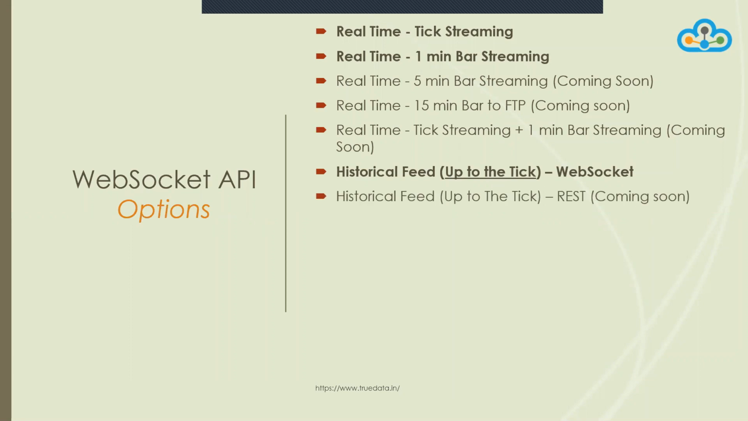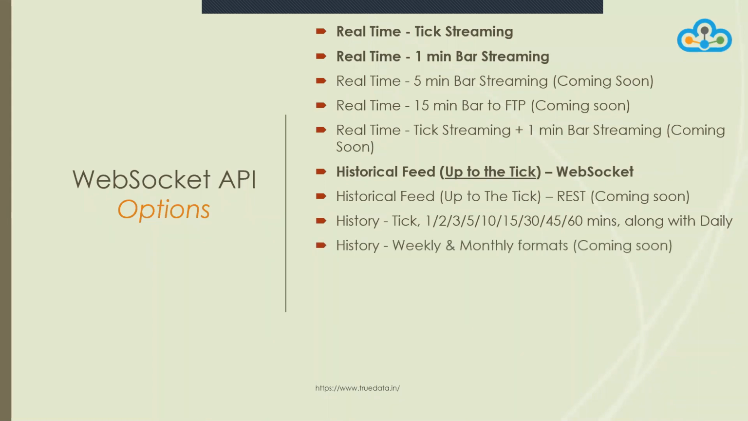We're also coming up with a REST API for the historical feed, which will also be right up to the last tick. This is also going to be released soon. History, we have enabled the following histories, which was on demand. So we've enabled tick, 1 minute, 2, 3, 5, 10, 15, 30, 45, 60 minutes. All these histories have been enabled along with daily. Weekly and monthly formats are going to be released in the next few days. Meanwhile, all these have already been released.